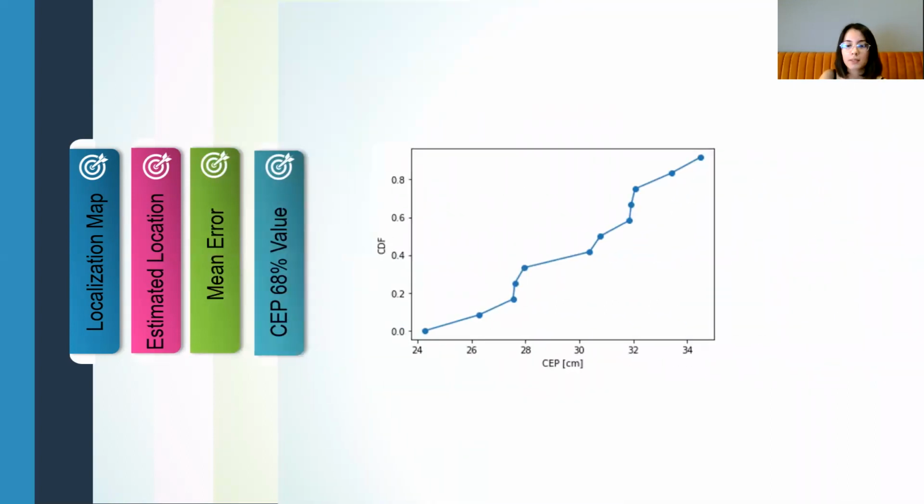Circular error probability is a measure that allows to evaluate the precision of the localization system. Using this value, only the spread of the result is evaluated. In this calculation, it was observed that the circular error probability 68% values in the CDF curve varied between 24.29 and 34.49 centimeters.